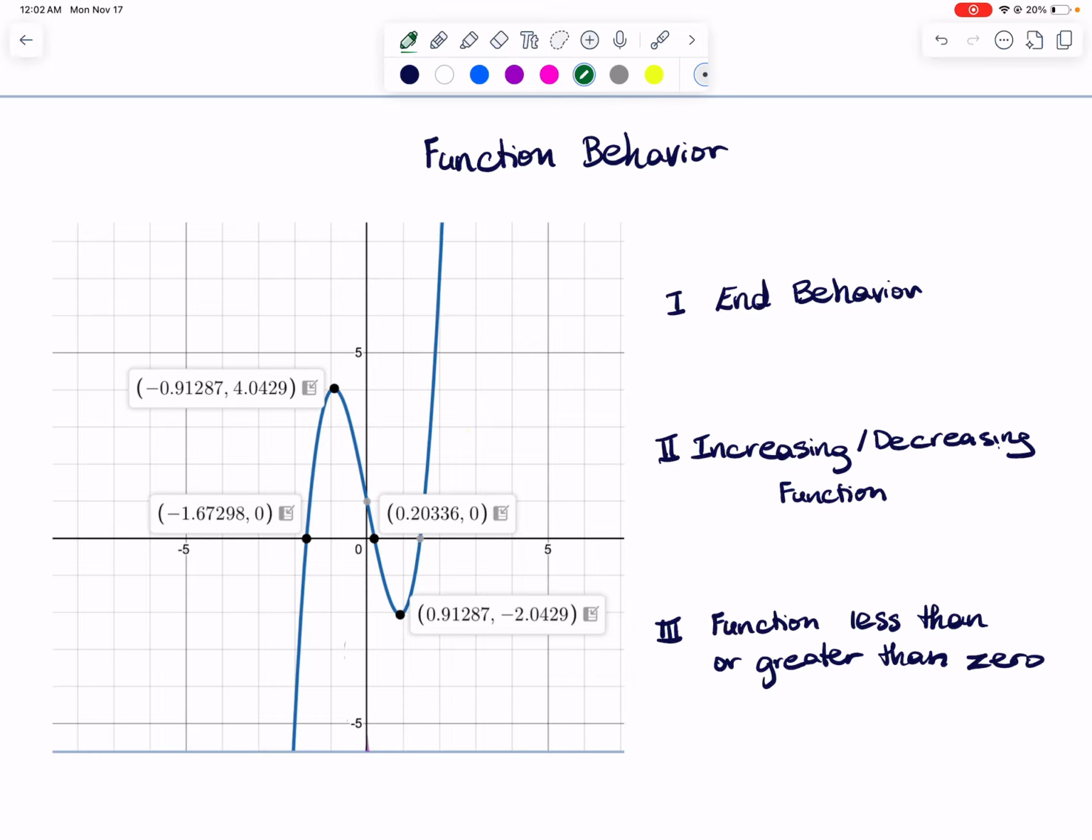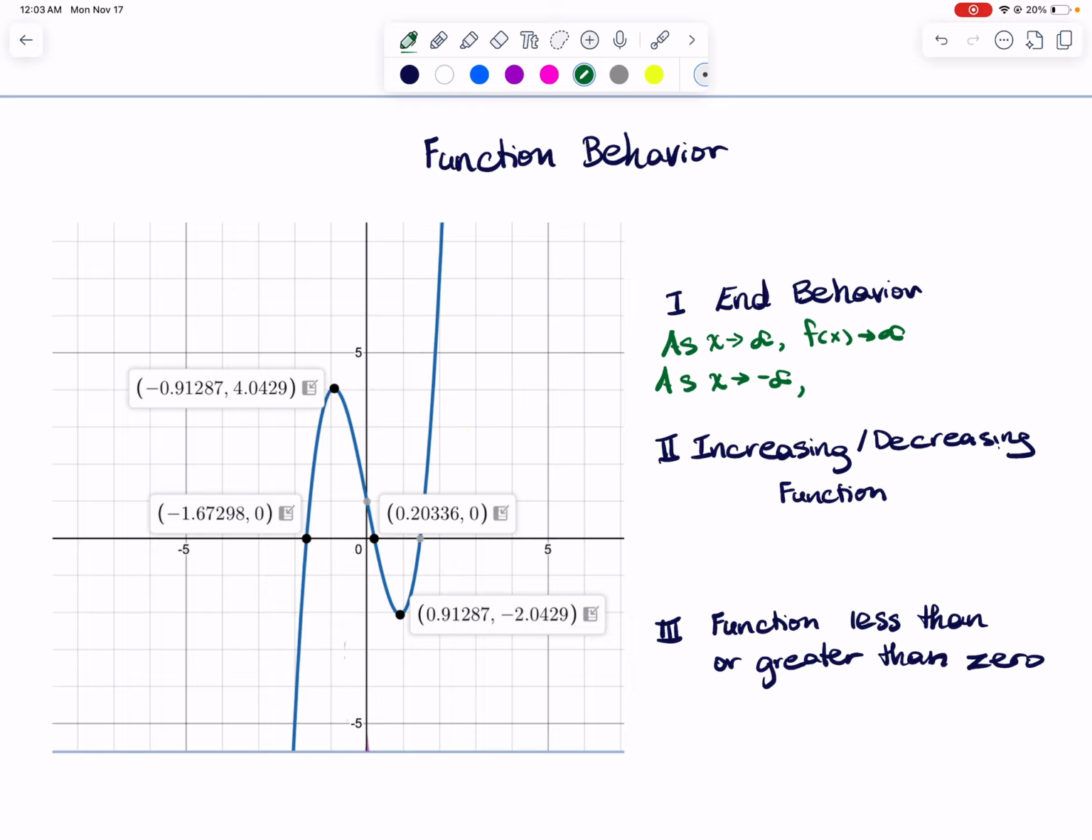And so the way that we write this is: what is happening as x approaches positive infinity, and that's the right side of the graph, and what is happening as x approaches negative infinity, and that's the left side of the graph. All right, so as x approaches positive infinity, so going to the right, notice that y or f of x is going up. So as x approaches positive infinity, f of x also approaches positive infinity because, again, f of x, or the y value, is going up.